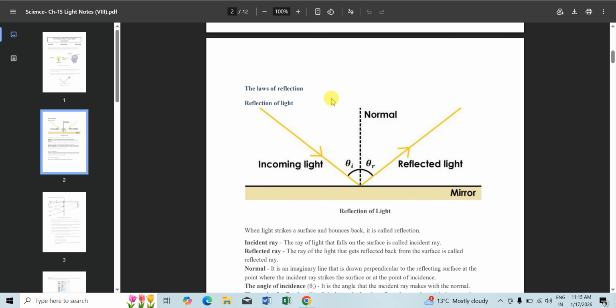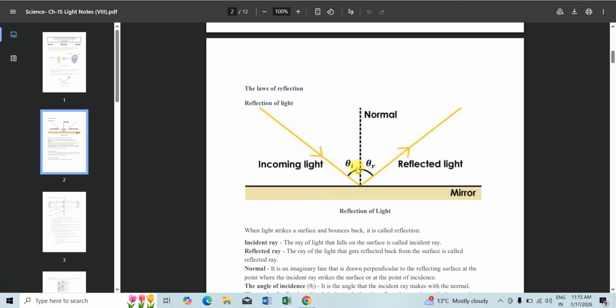Okay, and this is a normal. And now you will say, what is normal, sir? So a normal is an imaginary line that lies on the point of incidence. This is the point of incidence. It lies on the point of incidence and is formed perpendicular to the shiny surface. So it is perpendicular to the mirror.